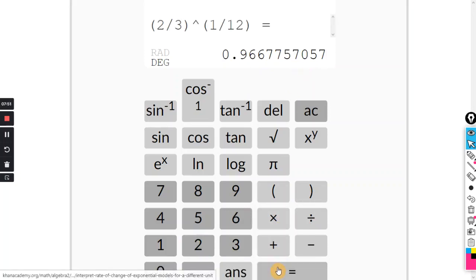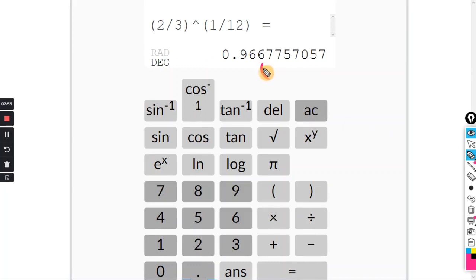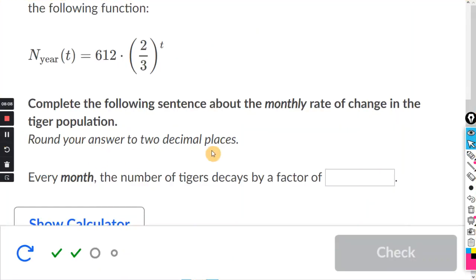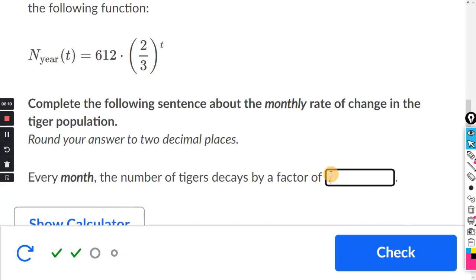Hit equals. They told us 2 decimal places. So you look at the third one. If it's 5 or more, you round it up. So 0.96 becomes 0.97. 2 decimal places. So just type 0.97.